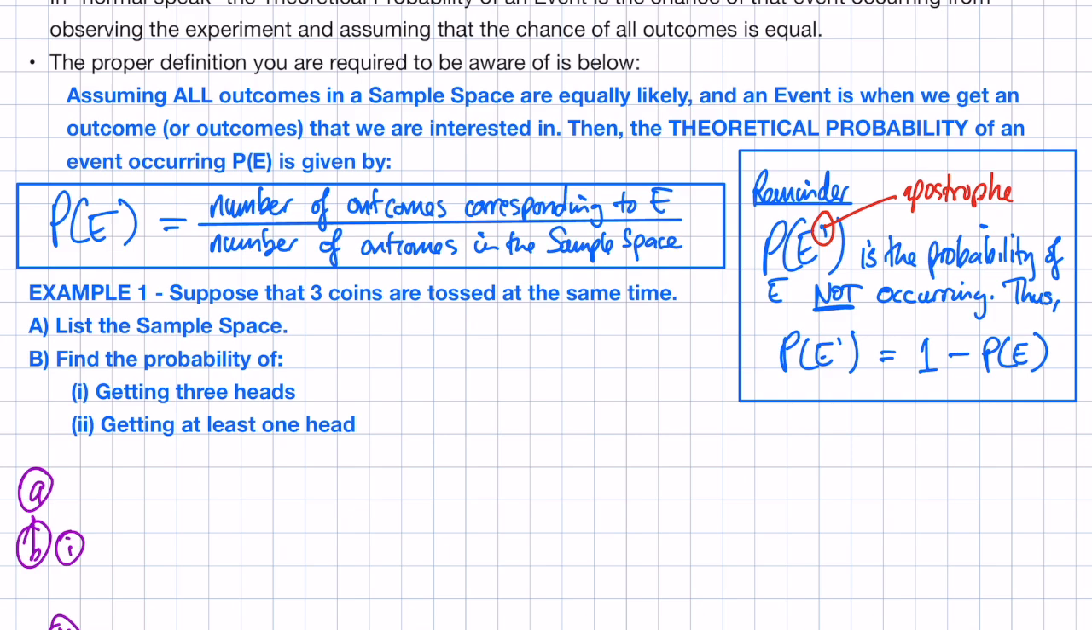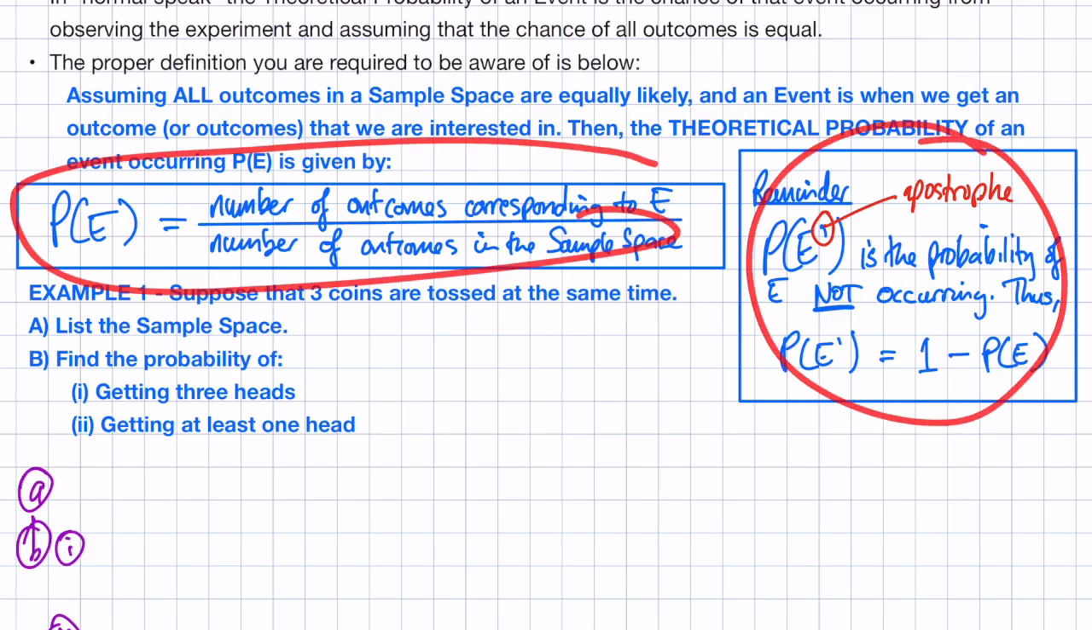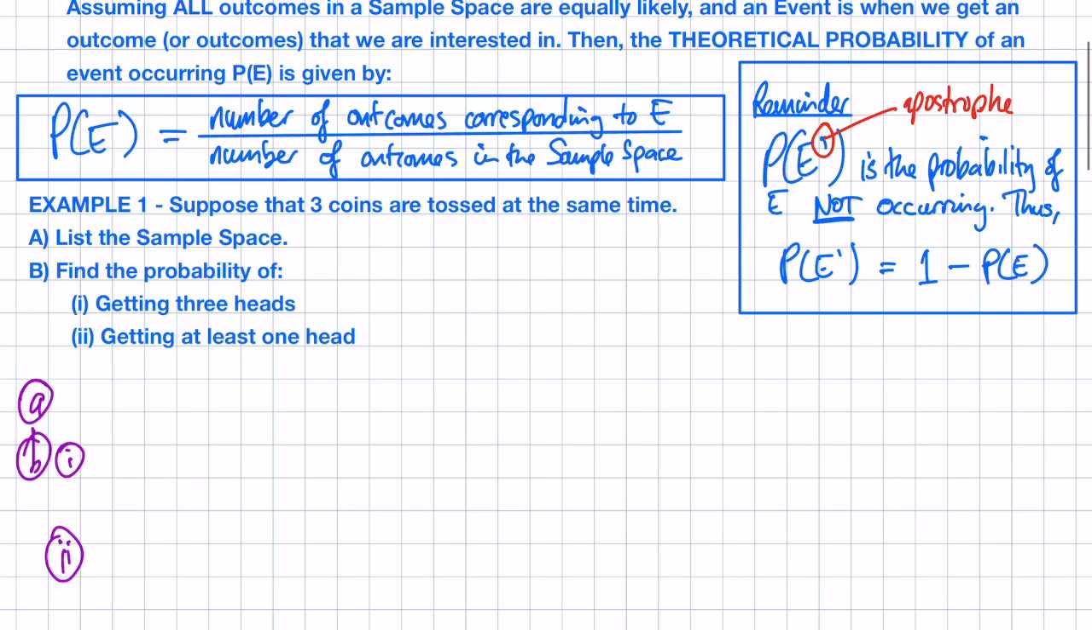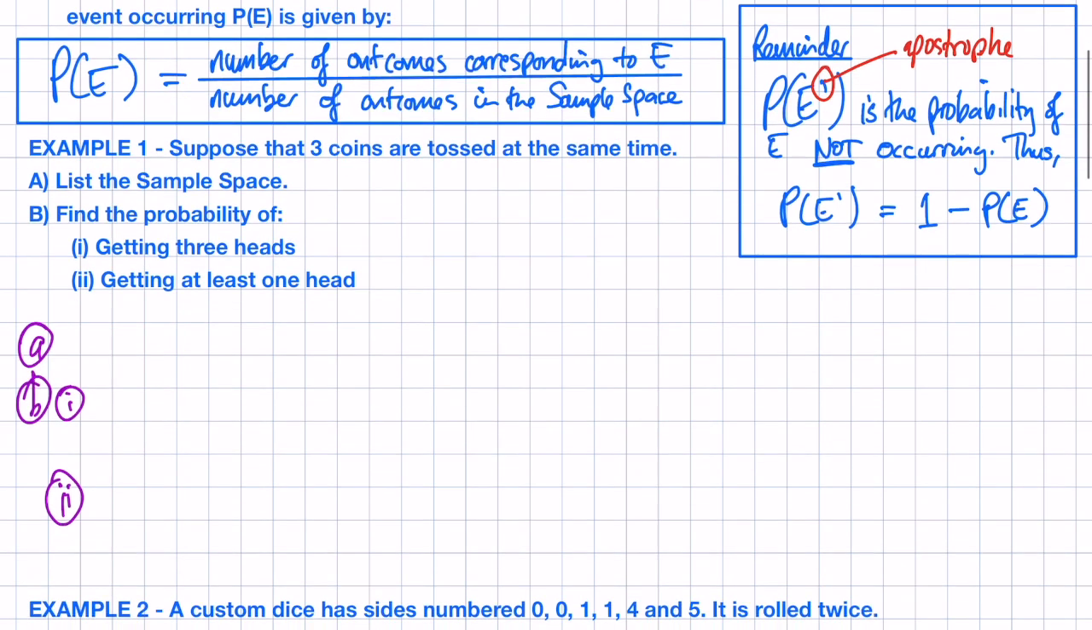So if I had a 75% chance of winning the lotto, what's my chance of not winning the lotto? 25. Good, because the probability of the event not occurring is 1 minus the chance of it occurring. Okay, if you've got this, can you please get this little reminder down? I'll give you a minute or so to get that. Start having a think about this example with the 3 coins tossed at the same time.